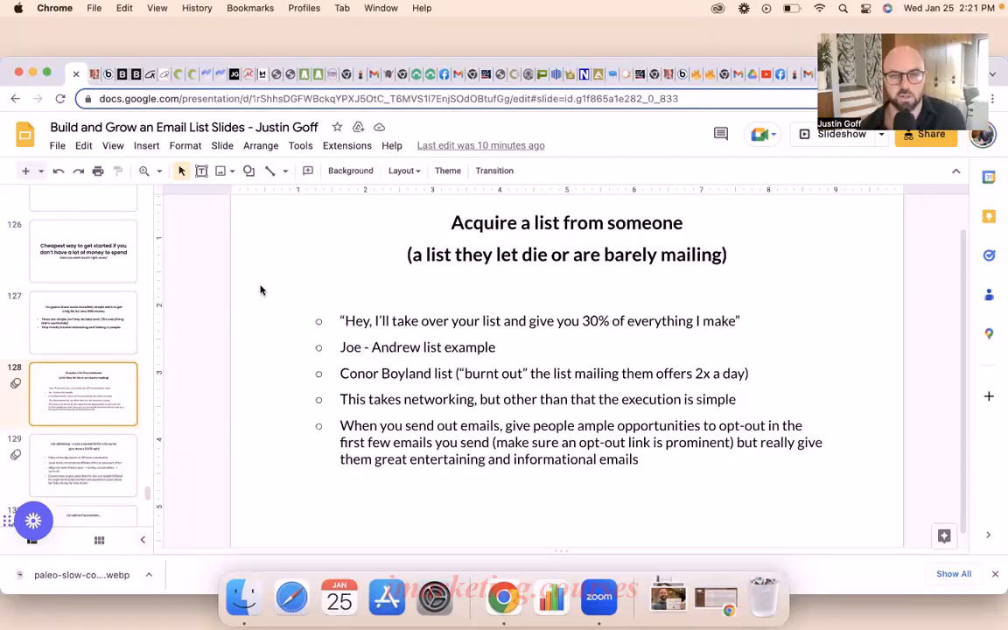So Andrew's not using the list anyways. It's just sitting there rotting. So I'm sure he'd be happy with Joe sending him checks every month for a couple $1,000 if Joe took the list over. So acquiring a list from someone, and there's a lot of people like this, where they have a list and then they're on to some other business, so they stop mailing it.